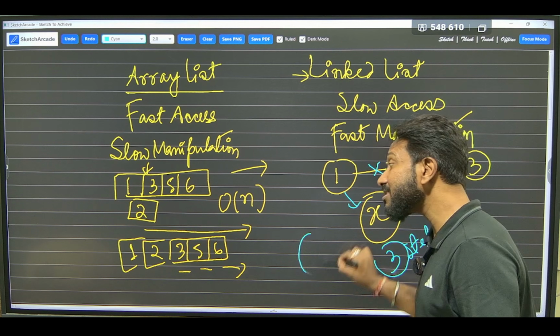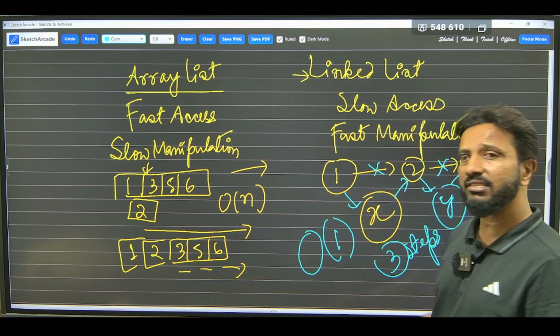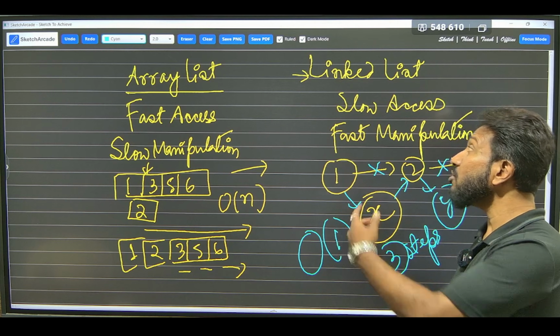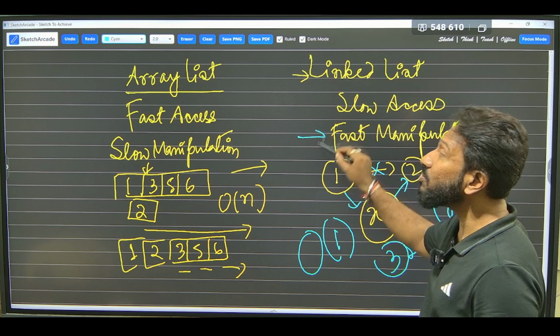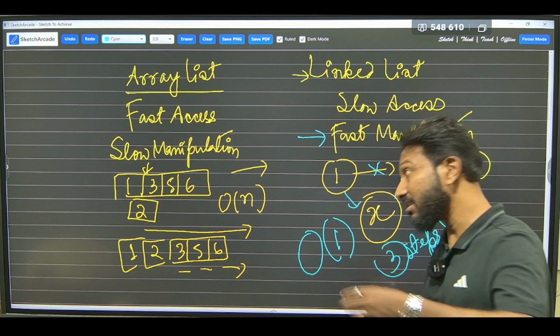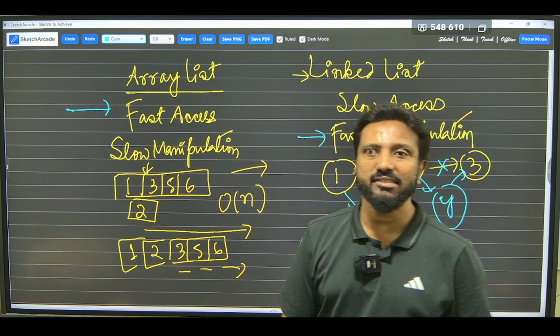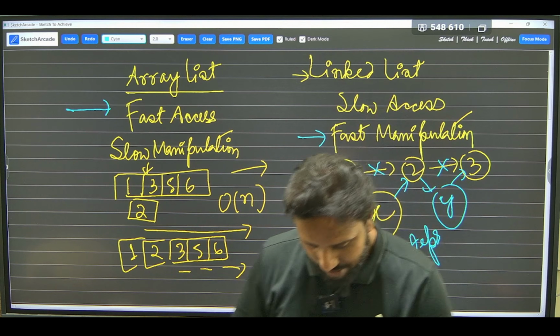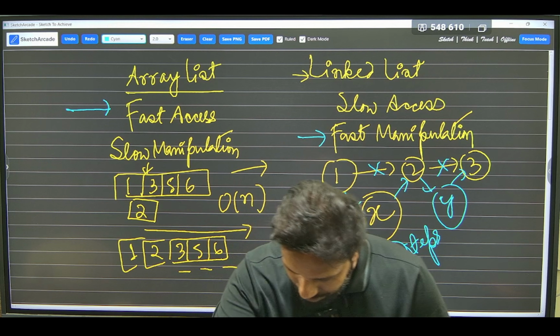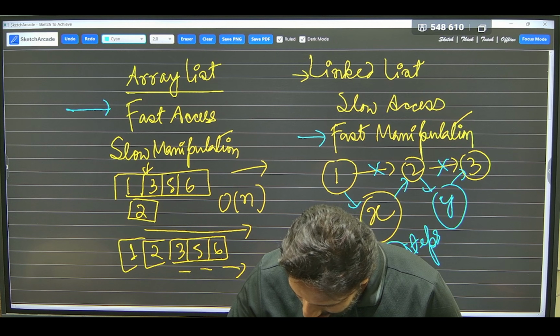Therefore, the time complexity is constant. It is big O of 1, constant. That's why for manipulations, always use the linked list. For access, always use the array list. That is the benefit. Hope you have understood this. Okay. Let me check if there is any doubt.